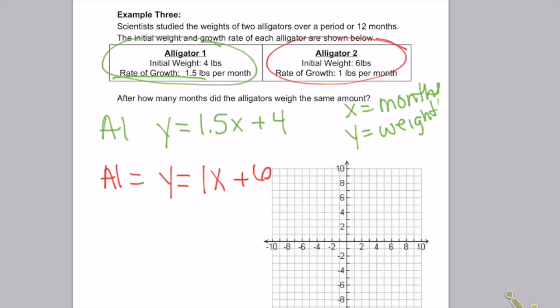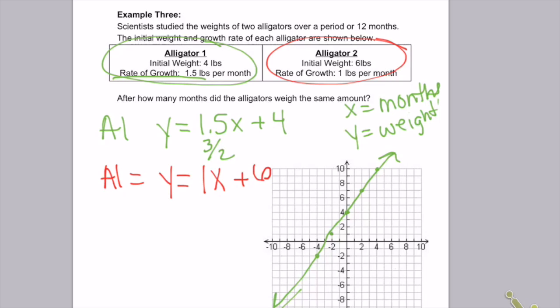So let's go ahead and graph the first alligator. So you start at 4. Our slope is 1.5, but let's convert that to a fraction. That's going to give you 3 halves. So you're going to go up 3, 1, 2, 3, over 2. Up 3, over 2. Or down 3 and back 2. All right. So we got our points. Let's go ahead and draw our line. So there's alligator 1.